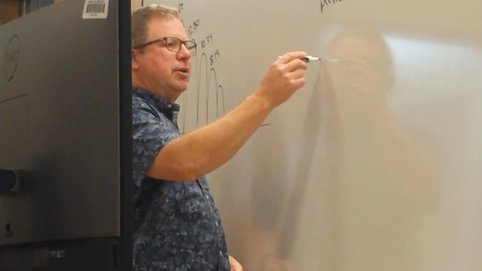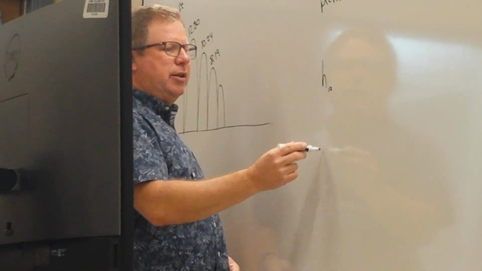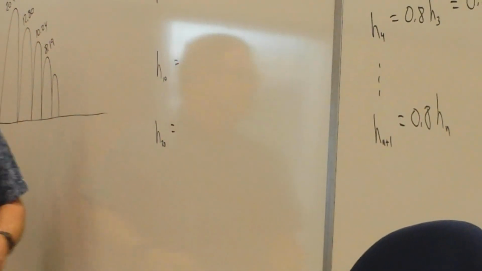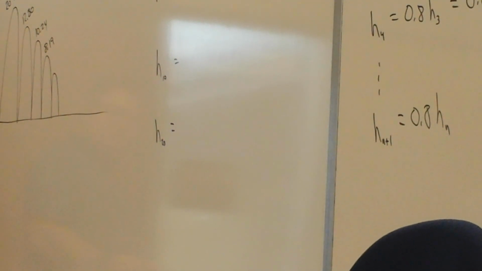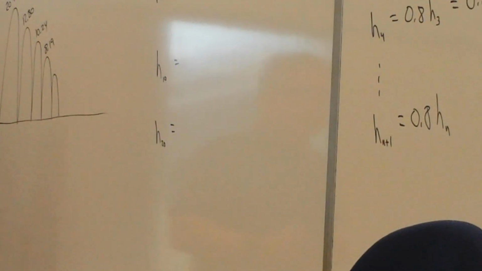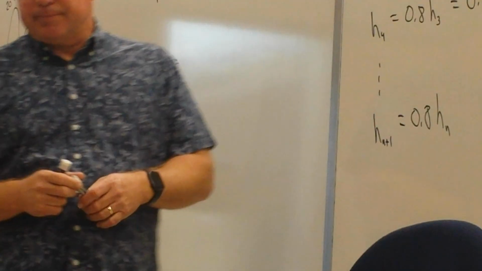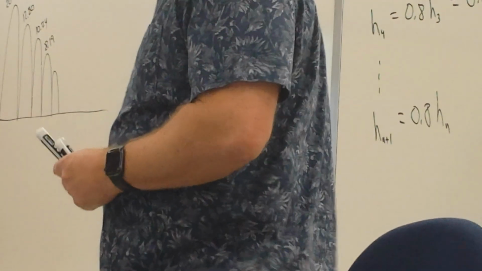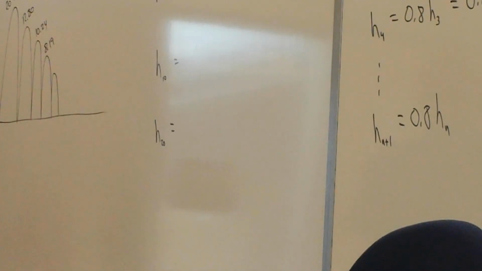Find for me h sub 10 and h sub 20. Find the height on the 10th bounce and the height on the 20th bounce. What do you get? You wrote to the nearest hundredth? Yeah, nearest hundredth is good.